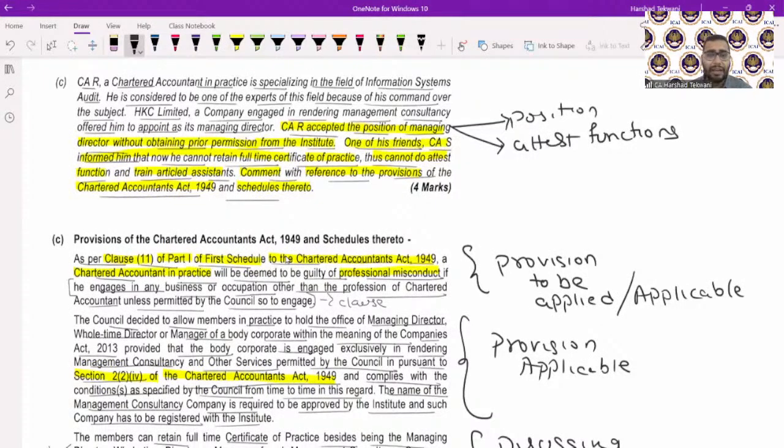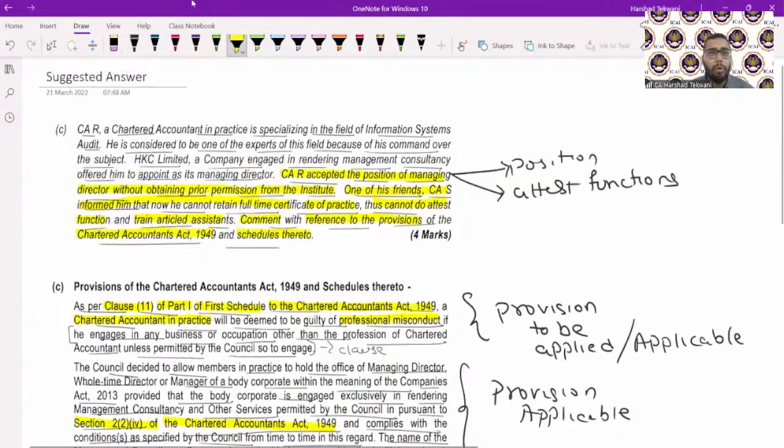He will be held guilty. But when you see the whole portion, HKC is a company engaged in rendering management consultancy, and that company is only into management consultancy. So after seeing all of the details provided in the question, you need to provide your answer accordingly.